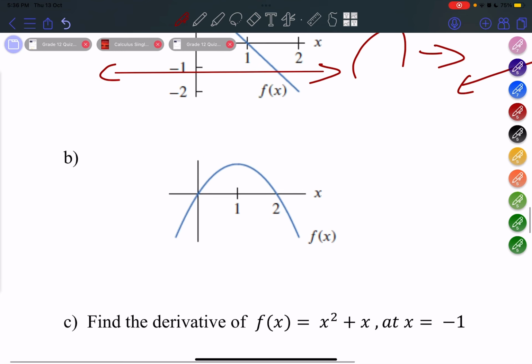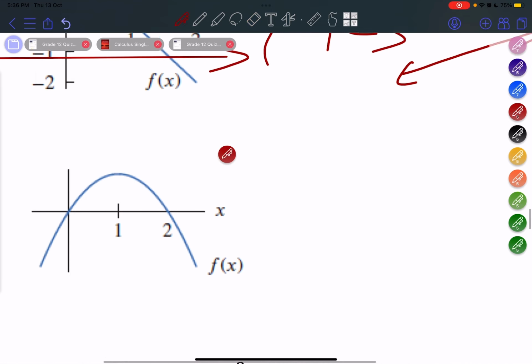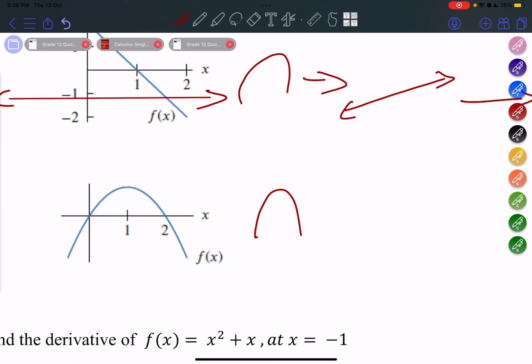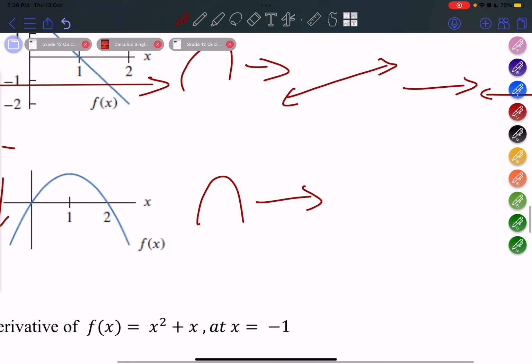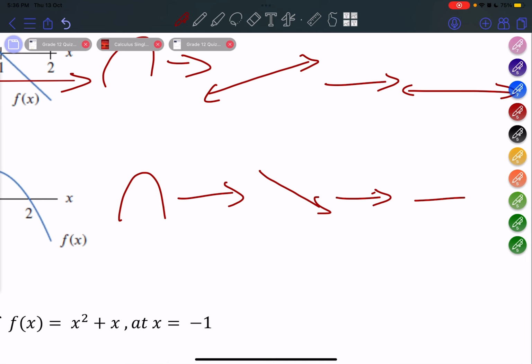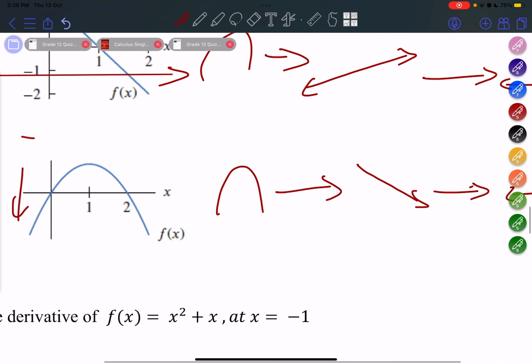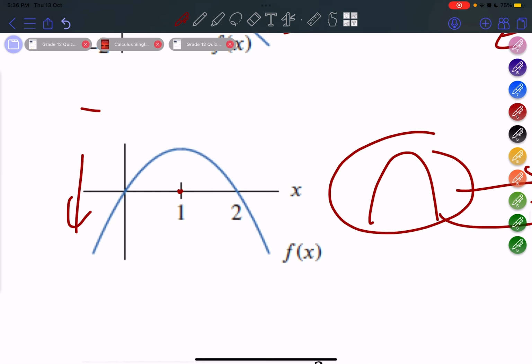And for this one, we'll go from the bottom of the parabola. We know that if it's a parabola and it's facing down, so it's a negative function, then the derivative of this should be a negative linear line, and the derivative of that would be a horizontal line. So the derivative of that would be a negative line.